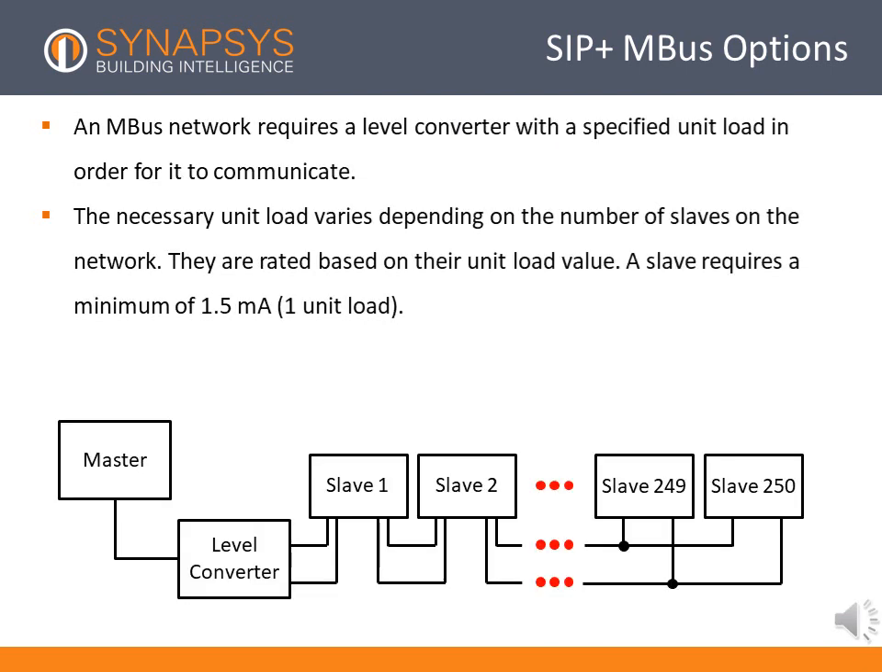As mentioned, when using an MBus serial connection, an MBus level converter is required. The correct unit load is required for the level converter, ensuring the current is correct across the network. The level converter will sit after the MBus master or SIP plus and before the first slave.